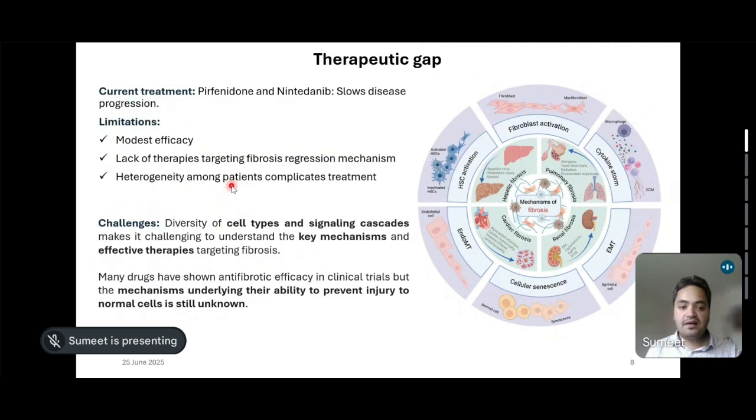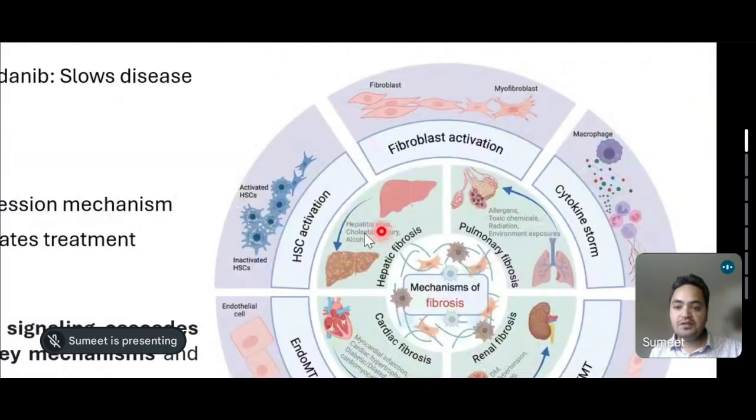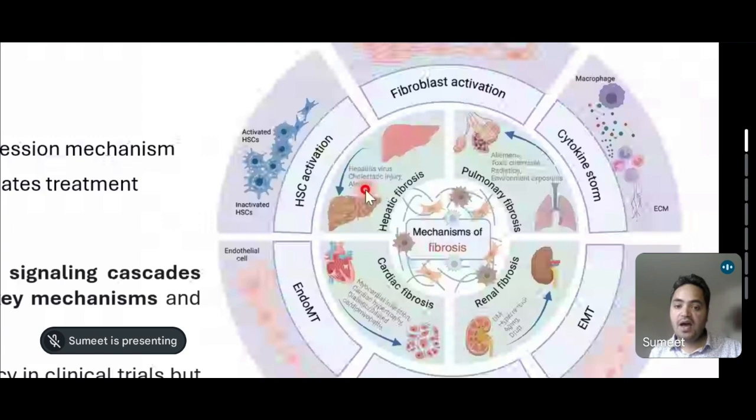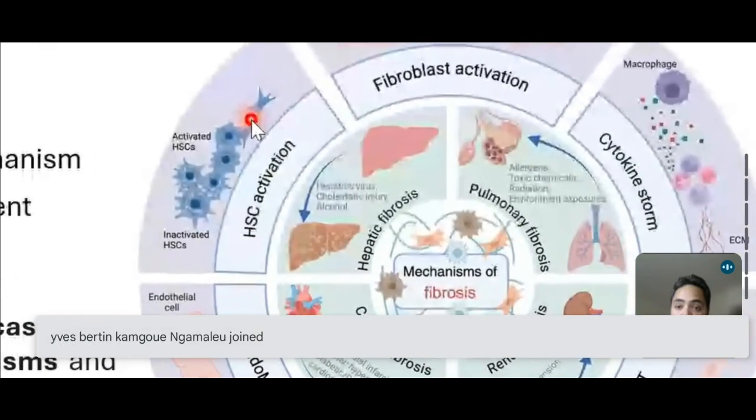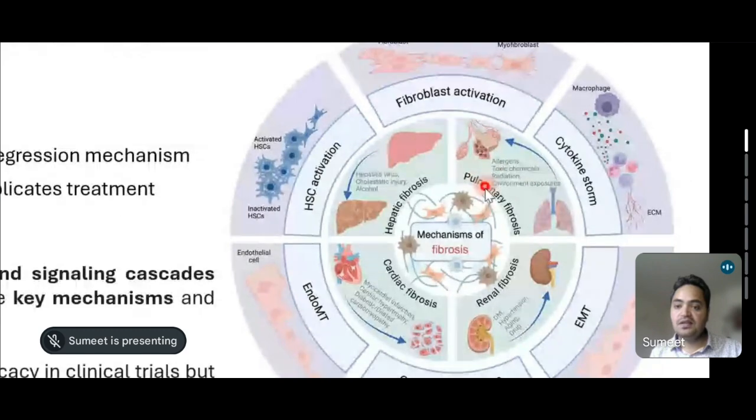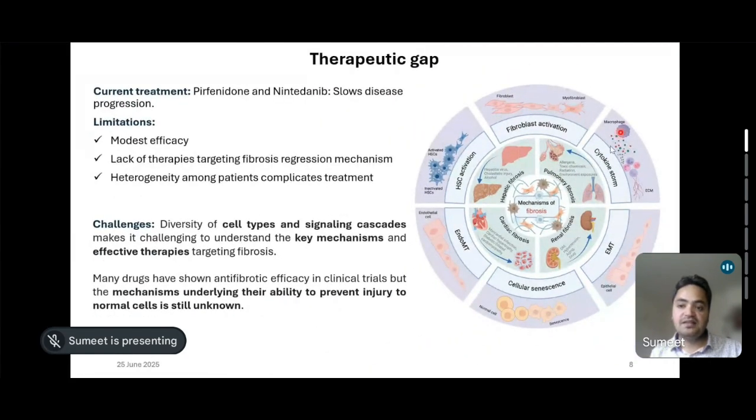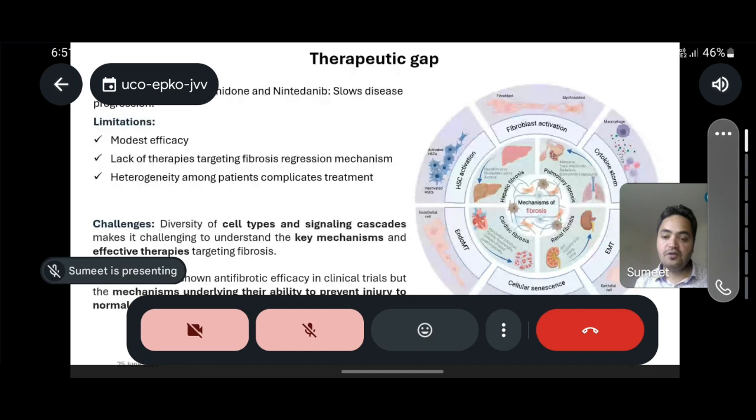In terms of challenges, there is a diversity of cell types and signaling cascades, which makes it challenging to understand the key mechanism and effective therapies targeting fibrosis, which you can see here. So for example, if we talk about hepatic fibrosis, it can be initiated because of hepatitis virus infection, or alcohol, or a metabolic disorder. And you have these hepatic stellate cells which get activated, and they differentiate further into the myofibroblast population. If we talk about pulmonary fibrosis, we do have fibroblasts getting converted to myofibroblasts, but at the same time you have macrophages, which result in activation of other immune cells and ECM deposition. You have some epithelial cells getting converted to the myofibroblast population.